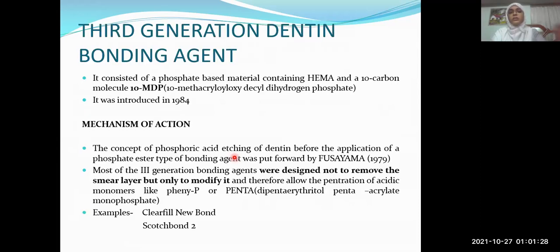So then it kept evolving, and you had third generation dentin bonding agents in which we used HEMA and then 10-MDP, or 10-methacryloxydecyl dihydrogen phosphate. So all these were introduced. The main mechanism of action was that they did not remove the smear layer. In the first and second generations they removed the smear layer, whereas in the third generation it did not remove the smear layer. It only modified it and made the penetration of the monomers much easier.